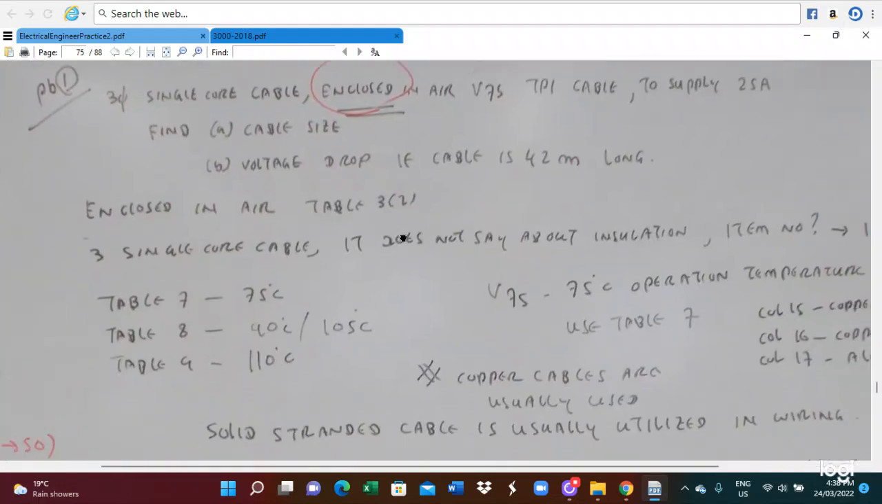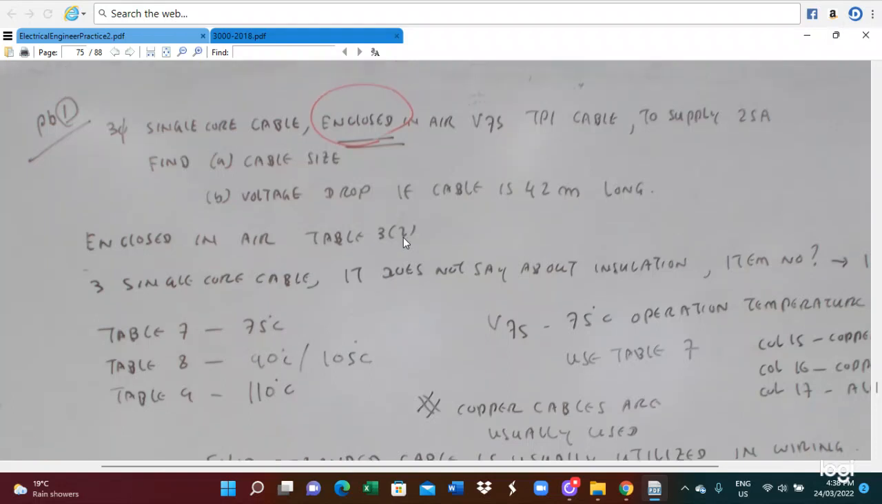Okay, so we have to solve this problem. A three-phase single core cable enclosed in air, V75 TPI cable, thermoplastic insulated, is supplying 25 ampere. So we have to determine the cable size and also the voltage drop. The cable is 42 meters long, and we need to find out the voltage drop.